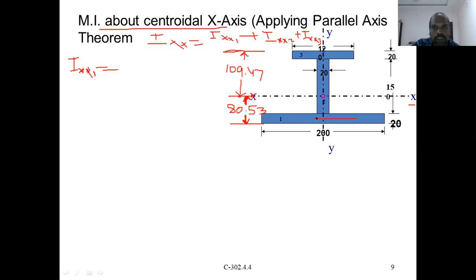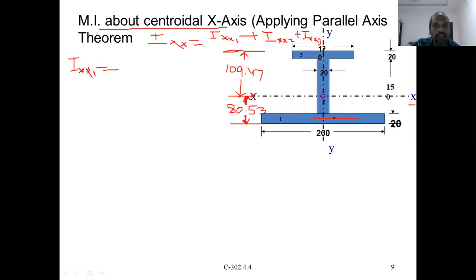We need the moment of inertia of this figure about this axis, not about its centroidal axis. About its own centroidal axis it is simply bd cube by 12. But we need it about this axis, which is some distance apart and parallel. In this case, what principle can we apply? We can apply the parallel axis theorem.